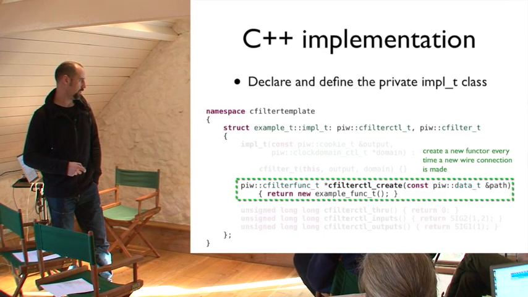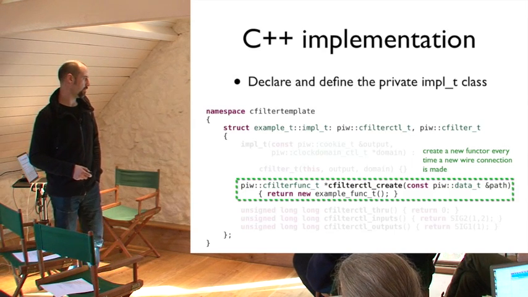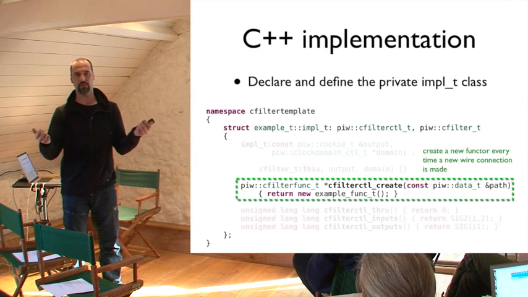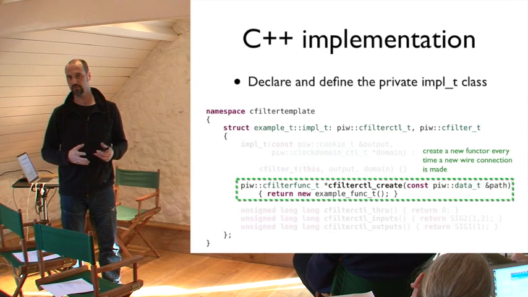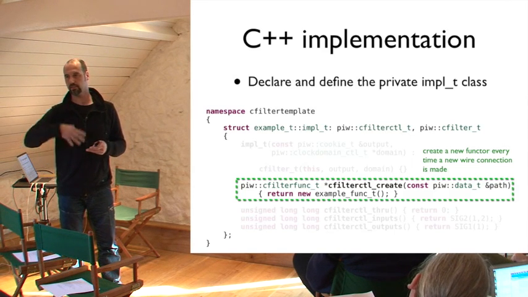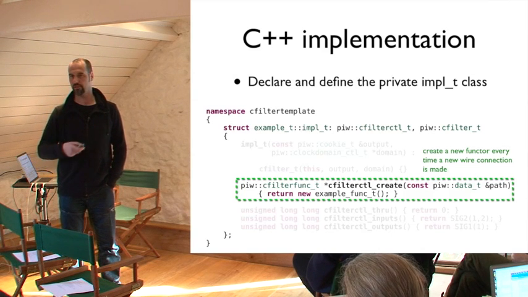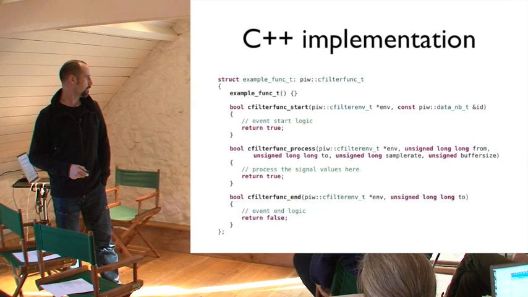And this is the actual interesting C filter control function, which will create a functor that will actually be instantiated whenever the connection and the wiring is being done. So whenever polyphony channels are being set up, it will create a new instance of that class. And then the methods of the functor class will be called whenever events appear. So that's the implementation of that.